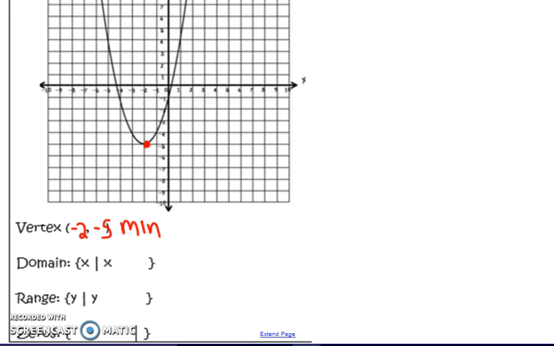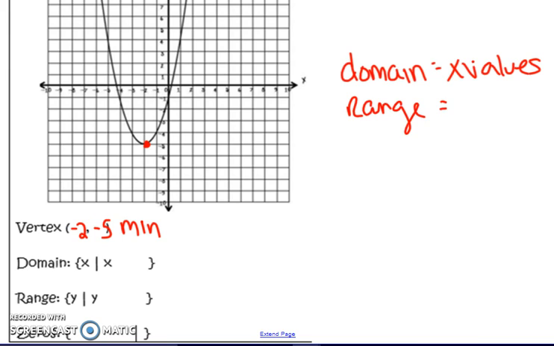Now, keep in mind, and if you need to, make yourself a little note, domain is all your x values, where range is all your y values. These are only the values the graph hits. For our domain, keep in mind the top of our graph has arrows, so it's going to continue on and on. So my domain, x, is going to be all real numbers. It will hit every single x value if we keep extending the graph.